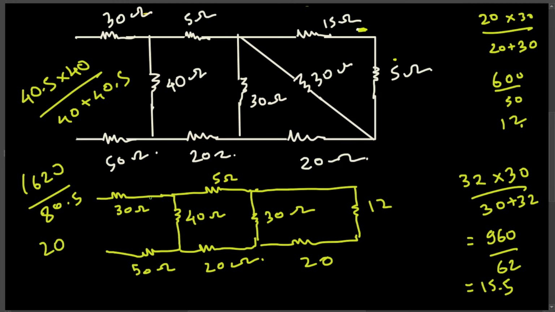So the equivalent of these two parallel is 20. So finally we are getting 20 plus 30, that is 50, because finally all of them are in series. So 20 plus 30 is 50. 50 plus 50, 100. So the total resistance of this circuit is 100. Okay, and that's how we can do this problem.